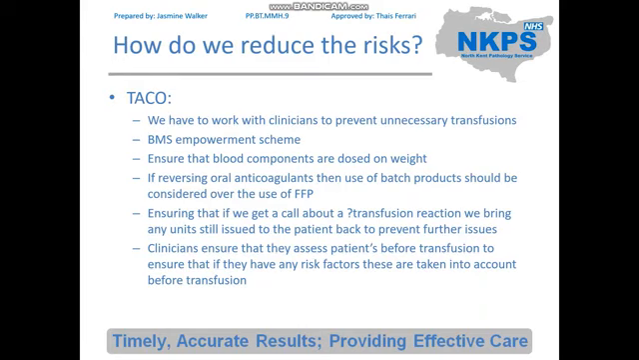If a clinician asks to reverse oral anticoagulants, then batch products such as Beriplex should be considered over the use of FFP. Beriplex is obviously just a small injection or a couple of small injections depending on the dose, whereas with FFP, you're probably going to have to give between 3 and 5 bags of FFP to get the same effect. Obviously, it will depend on the oral anticoagulant and it will depend on the patient, but in general, we should be using Beriplex and not FFP.